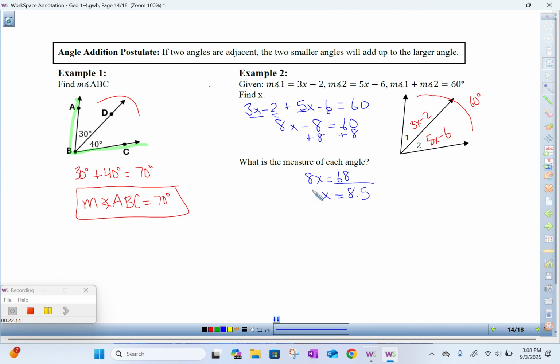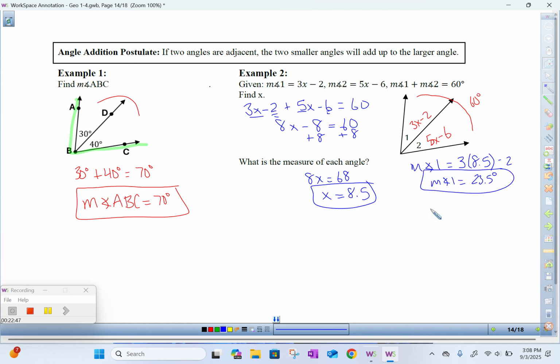And then we're going to use that to find the measure of each angle. So here, for the first angle, the measure of angle 1 is 3 times that 8.5 minus 2, and you can just toss that in your calculator, is 23.5. Notice it's not a nice even whole number, but what we're doing is just making sure that they actually add up to that 60 degrees. So we'll be able to check that here in a second when we finish the second one.